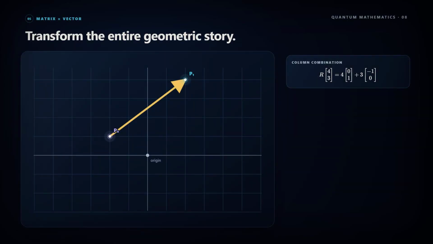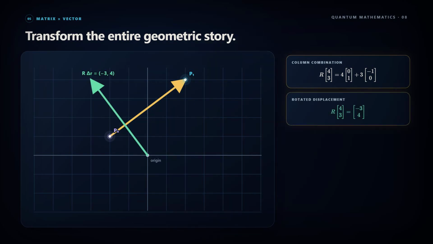Our displacement, 4, 3, means 4 copies of the first basic direction plus 3 copies of the second. A matrix transforms that vector by transforming those ingredients and recombining them with the same weights. 4 times the first matrix column plus 3 times the second gives 4 times 0, 1 plus 3 times -1, 0. The result is -3, 4.